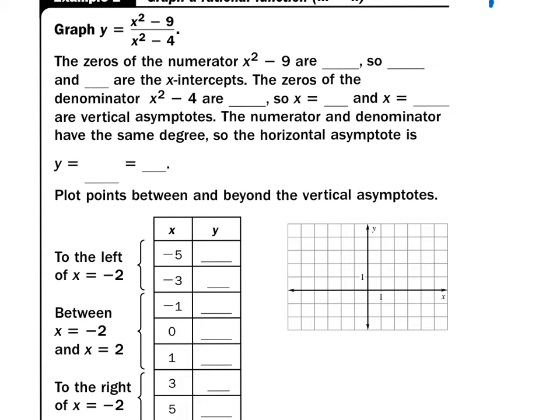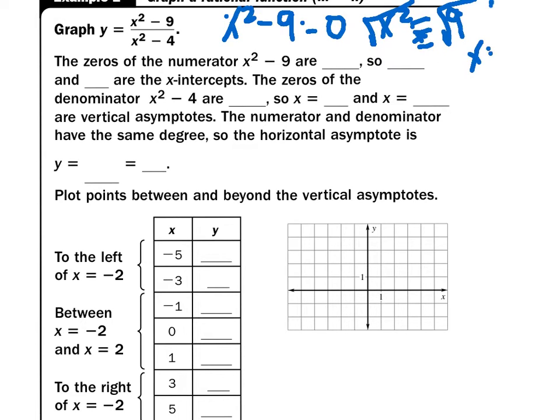Okay, we're going to graph this one. So now we look at the numerator and we find the zeros. Let's set that up: x squared minus 9 equals 0. Add 9 to both sides, so x squared equals 9. If we take the square root, remember, I have to take the positive and negative of it. So x can be either plus or minus 3. So plus 3, minus 3 are the x-intercepts.